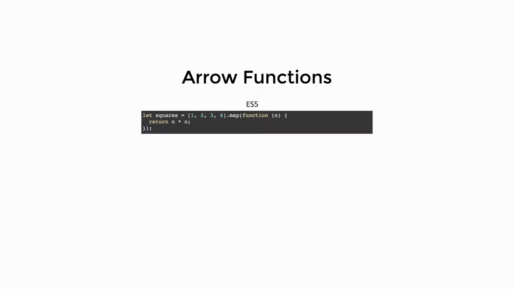This is how you would write a map function, which was a new feature at the time. So we're going to square all of those numbers, and we have a map. We pass a closure function into it. We accept n, and then return n times n. Makes a lot of sense.